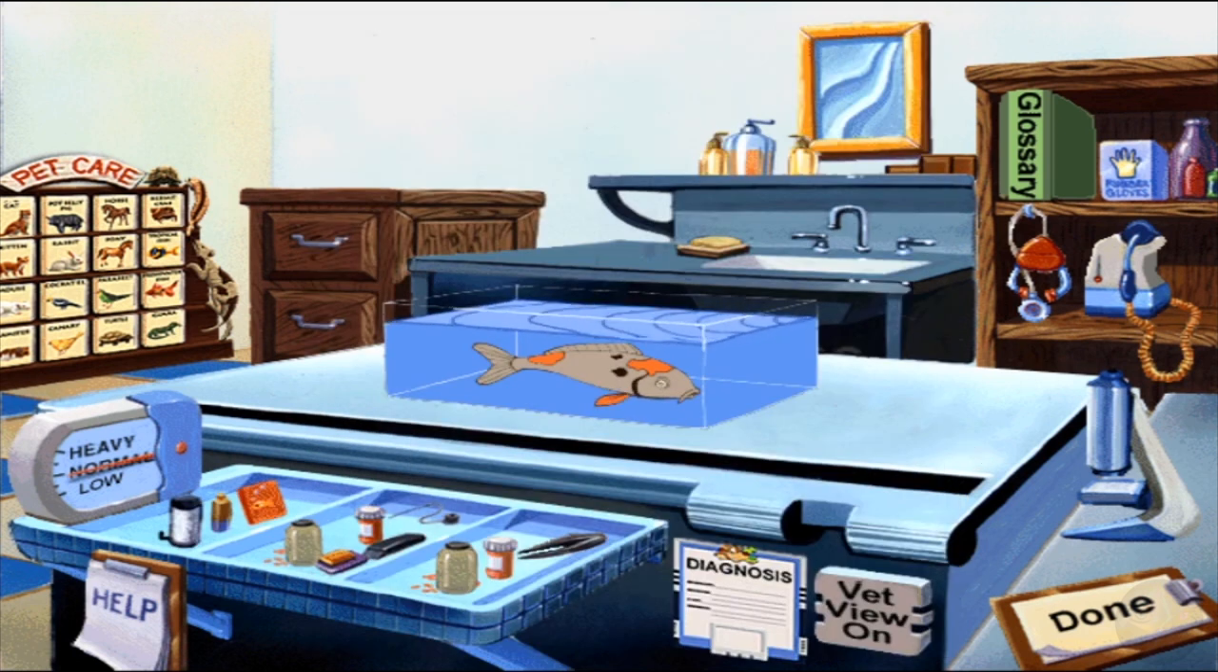Now that we know what the problem is, I will set up 3 trays full of different treatments. You need to pick the tray that contains the proper treatment for the animal. Clean water, disinfectant for water, good filter. Hair clippers, disinfectant, tweezers, antibiotics, painkillers.